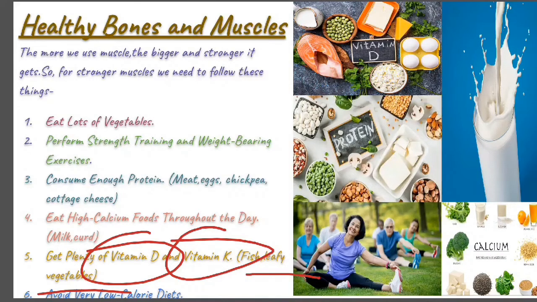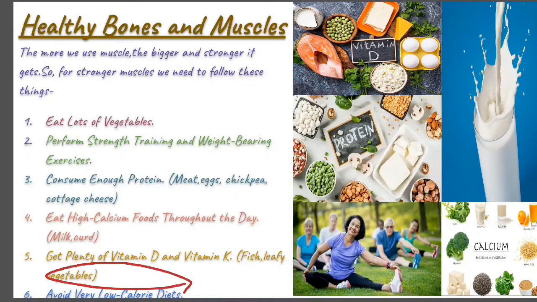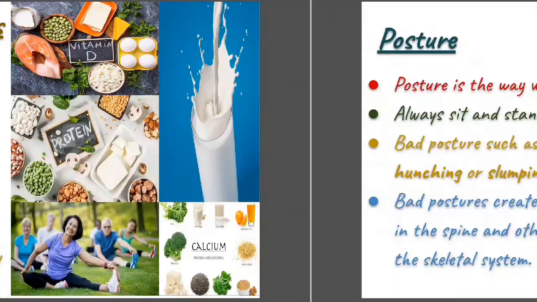And now avoid a very low calorie diet. You have to take a proper amount of calories in your diet. Calories means whatever nourishment and energy is required throughout the day, you have to take it in any way, whether in the form of milk or in the form of vegetables. You should not take any low calorie diet; your diet should be rich in calories. So this is all you can do for healthy bones and muscles.